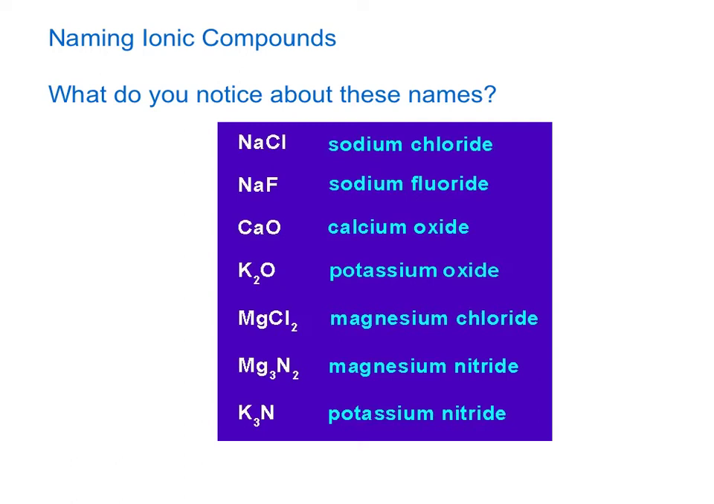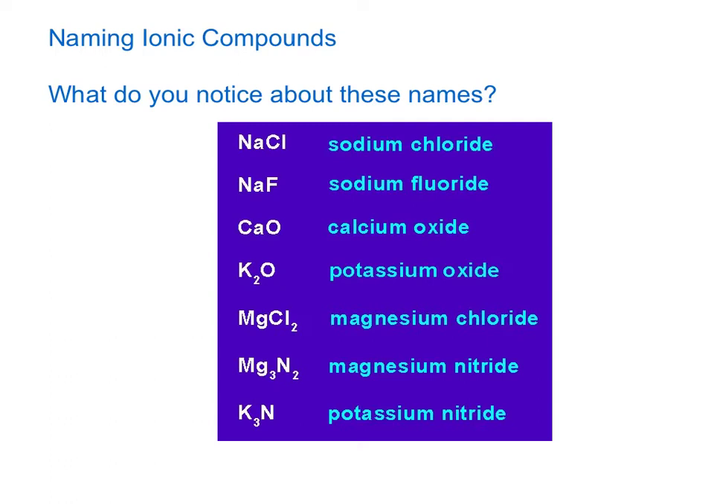So you drop the entire ending of the name of the element, of the nonmetal, and change the ending to IDE. So you can see there's chloride, fluoride, oxide, oxygen becomes oxide, nitrogen becomes nitride. What do you think phosphorus would become? It's phosphide. How about sulfur? It's sulfide. So it's pretty simple. Metal first, nonmetal second, but the ending is changed to "ide."